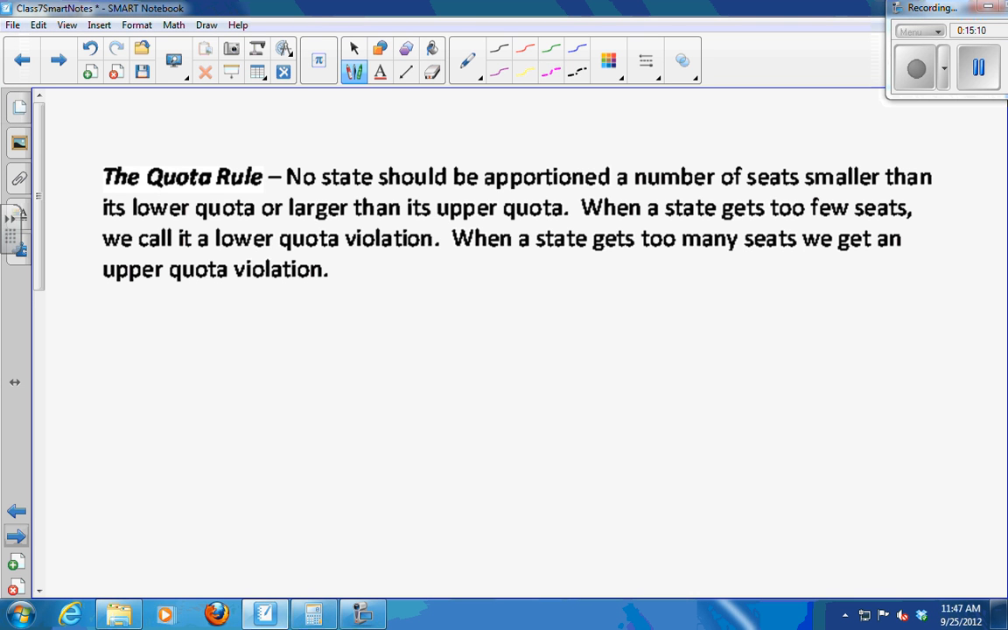One thing I should point out is we have this thing called the quota rule. No state should be apportioned a number of seats smaller than their lower quota or bigger than their upper quota. So if you deserve 5.6 seats, you're either going to get 5 or you're going to get 6, and you shouldn't get anything other than that. You shouldn't get 4 or be given 7 for some reason. This is just a basic fairness thing. When a state gets too few seats, we call it a lower quota violation. And if a state gets too many seats, we call it an upper quota violation.